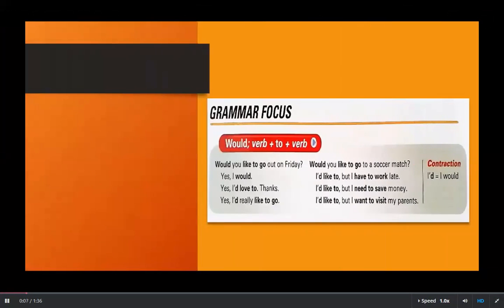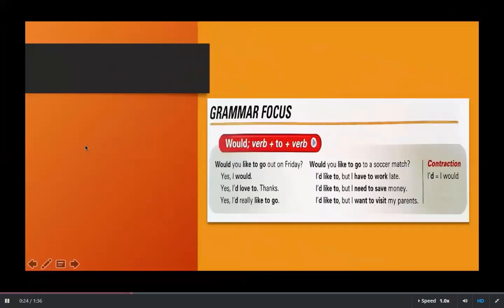By the end of this lesson, participants will comprehend the use of would in questions and answers. Remember I told you last class to pay attention to the conversation when they used I'd like to or I'd love to? Well, now it's our turn to study how to form a sentence for accepting and refusing an invitation. Let's check it out. Would plus verb plus to plus verb. Would you like to go out on Friday? Yes, I would. Yes, I'd love to. Thanks. Yes, I'd really like to go.